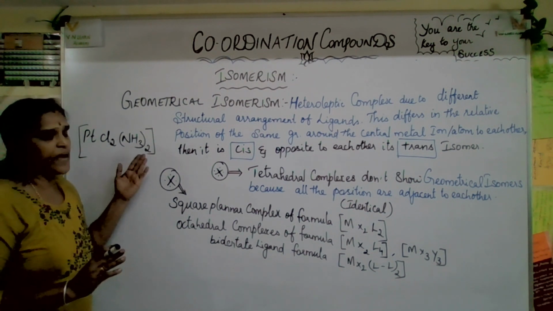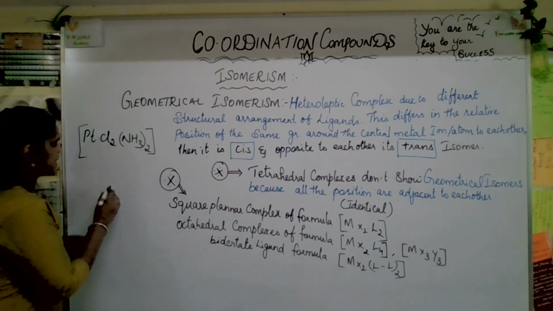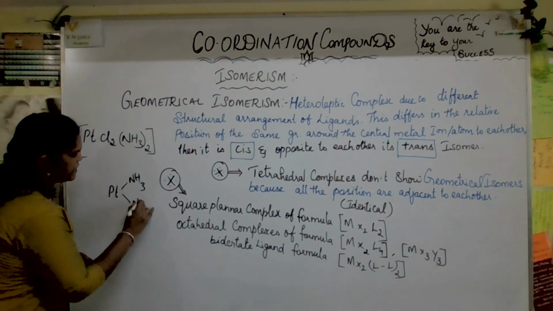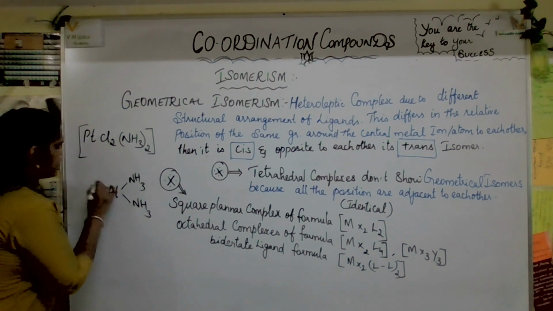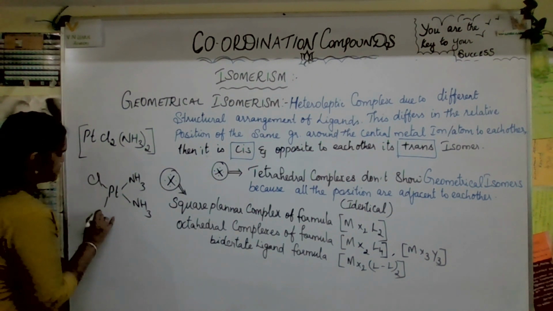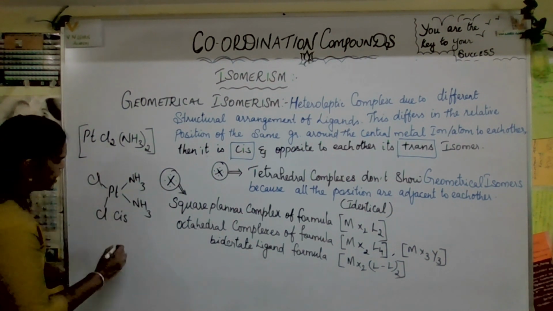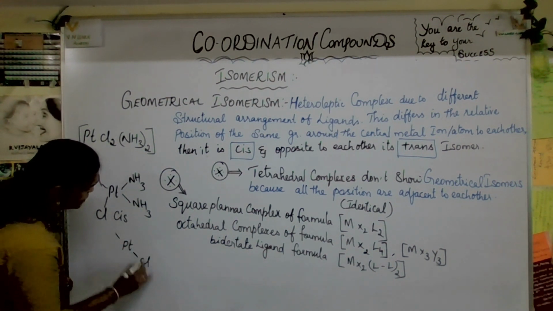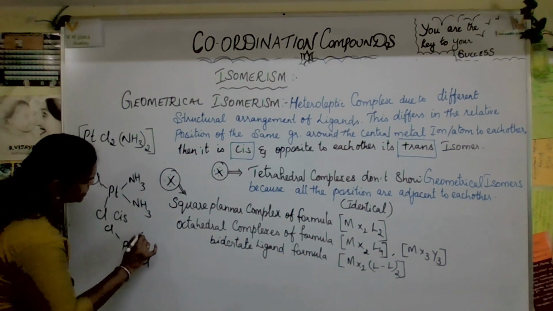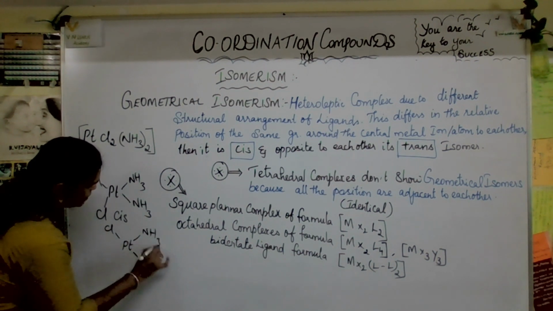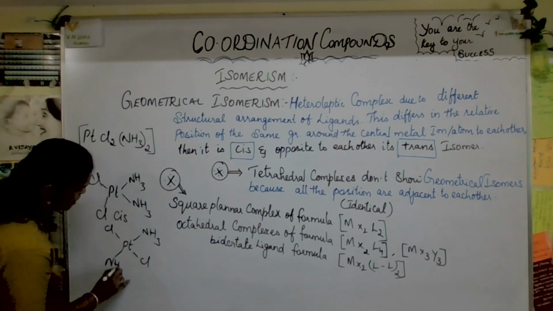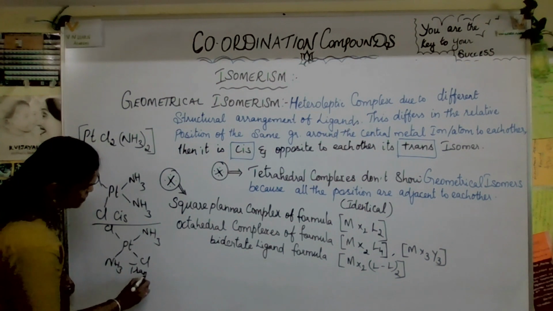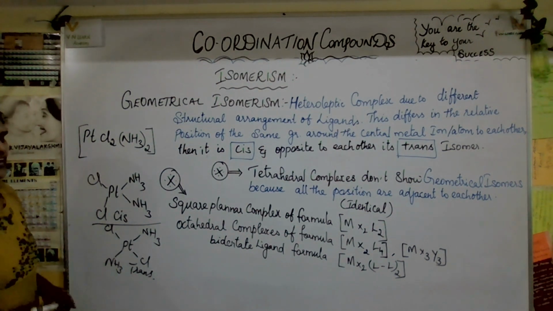PtCl2(NH3)2. Now, as we are writing here, Pt, here NH3 and this side also NH3, so the same groups are adjacent. Here Cl, here Cl. This is the cis isomer. Now, for the trans isomer: Pt, here Cl and here Cl opposite, and NH3 and here NH3. So this is the trans isomer. Right? This is the way we can identify.